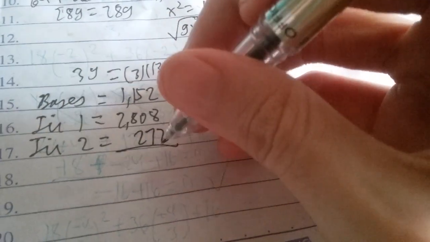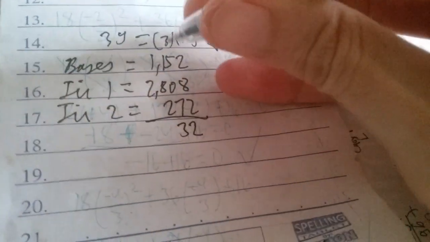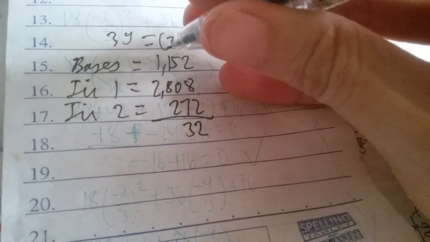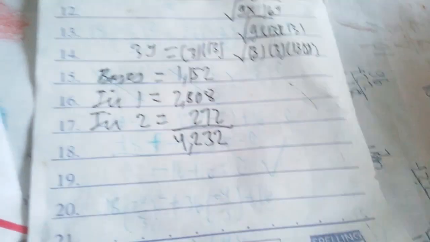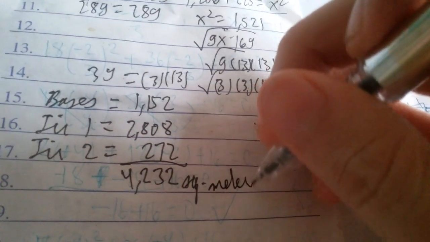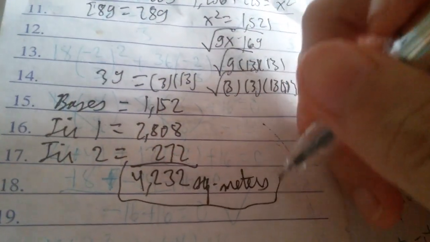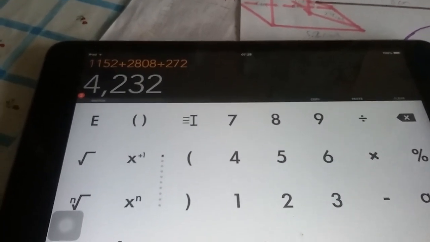Now we add up all the following. We should get 4,032. So therefore, the surface area is 4,032 square meters. Alright? So that is the surface area of the rectangular prism. And even using a calculator, we still got our answer.